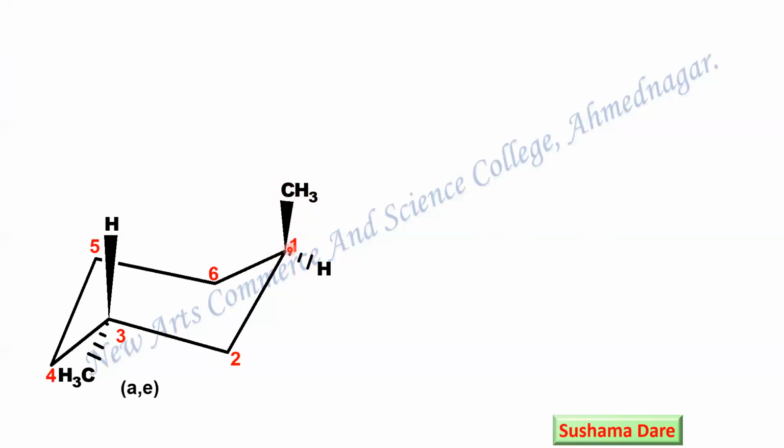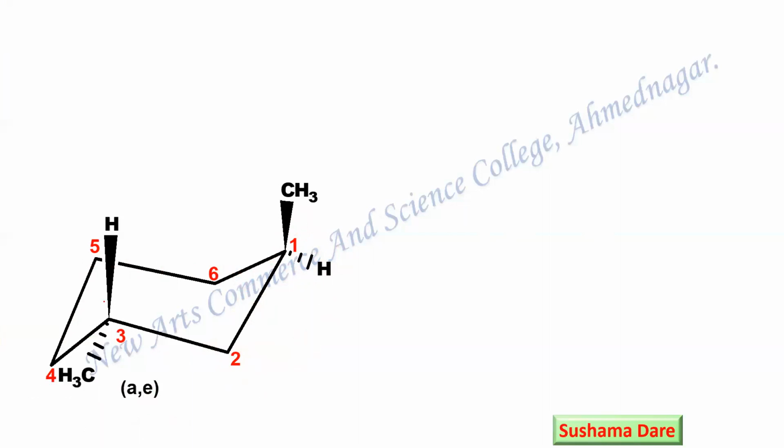Why is this bond axial? Because this is in the plane of the chair. The bonds which are perpendicular to the plane of the chair are called axial bonds. And the bonds which are on the periphery of the chair, like this hydrogen now on the periphery of the chair, are called equatorial bonds. So at number 1 position, the substituent is axial.